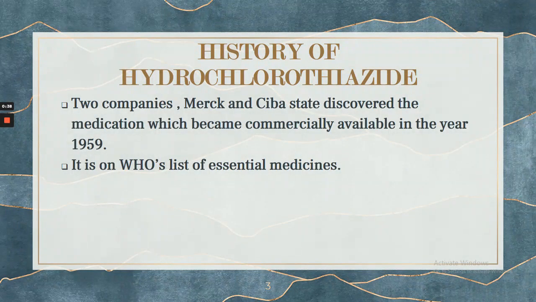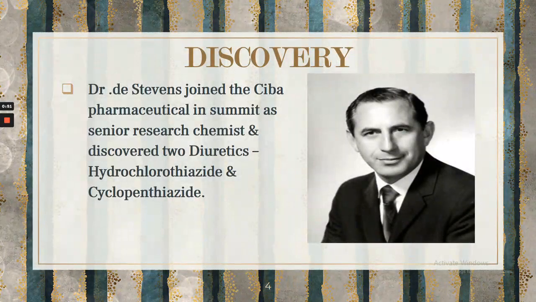Starting with the history, two companies named Merck and Sebastian discovered the medication, which became commercially available in the year 1959. It is on WHO's list of essential medicines. Discovery: Dr. George D. Stevens discovered this drug. He joined Ciba Pharmaceutical as senior research chemist and discovered two diuretics, namely hydrochlorothiazide and cyclopenthiazide.